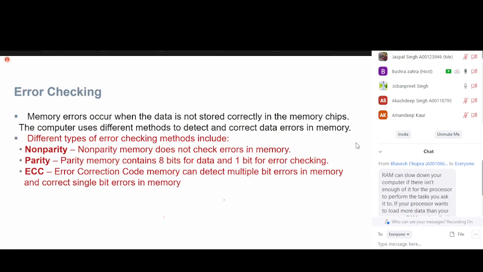Memory has some error checking mechanism. So different types of error checking methods are used to verify whether the data stored inside the memory chip is correct or not, right? Maybe the CPU wants to write 1 to memory, right? So it sends 1 to be written in the memory. This is the memory block.